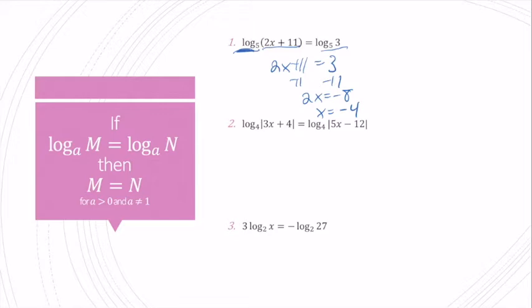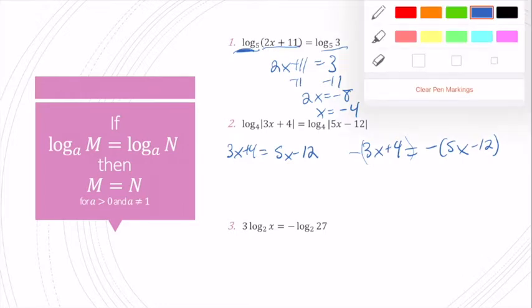Let's take a look at example 2. I have log base 4 of the absolute value of 3x plus 4 equals log base 4 of the absolute value of 5x minus 12. So I need to keep in mind our rules for solving absolute value equations. I'm going to take both of them to be positive, and then I'm going to take one of them to be negative. That's the rule. Now, I don't want them both to be negative, because if I had made them both negative, well, the negative would cancel out, right? And so I'd be left with 2 negatives, which gives me 2 positives, the same as what we have here on the left.